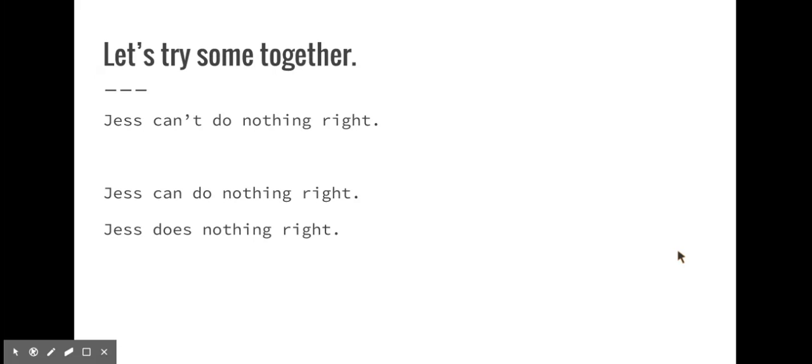Let's try another one together. There's two ways we can fix it. Jess can't do nothing right. I would write this all down in my notes just so I can have an extra example. It's always good to have as many examples as possible in your notes.